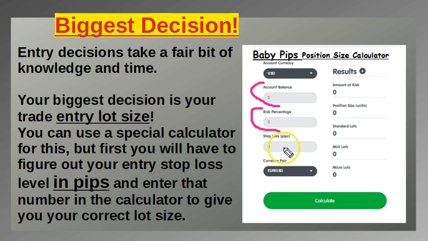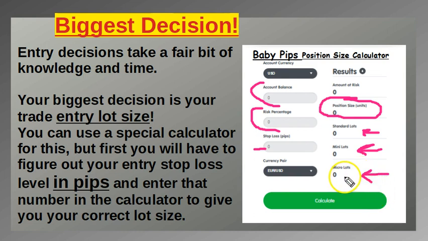This is where you have to enter your stop loss. So whenever you take a trade, where's your stop loss? And let's say it's 80 pips, you would put that in there, okay? And then the currency pair that you're trading, you would click on this little arrow, and then just click on the currency pair that you're currently trading. You click on the calculate button, and over here it'll tell you instantly your position size and whether you should be, whether it's recommending standard lots, mini lots, okay, and micro lots. And most likely, depending on your account balance, you'll be trading micro or mini lots, okay?